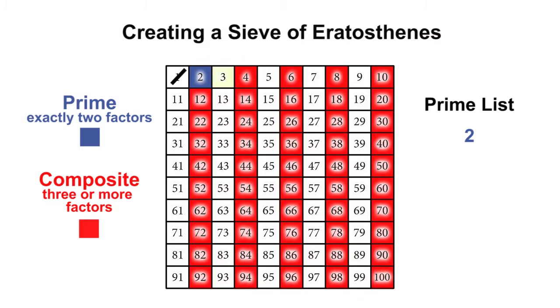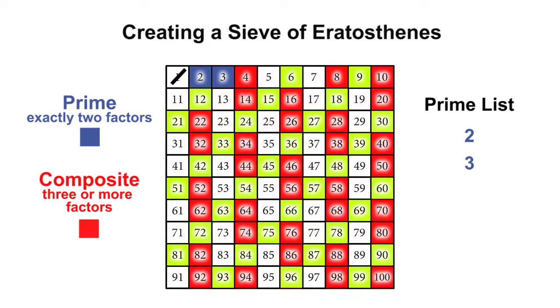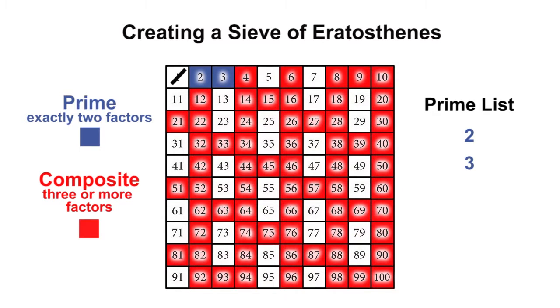Now we just move to the next number on our chart, 3. 3 is prime because its only factors are 1 and itself, so let's mark it as prime. Now using the same reasoning as we did before, we will shade in all multiples of 3 as composite because we already know that 3 is one of the factors in addition to 1 and itself. We are ready to look for the next prime number.